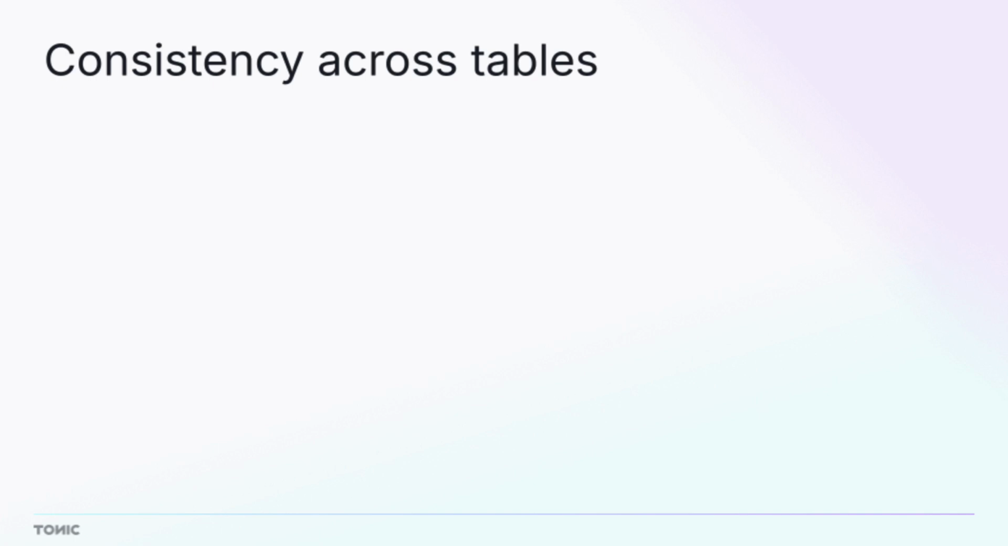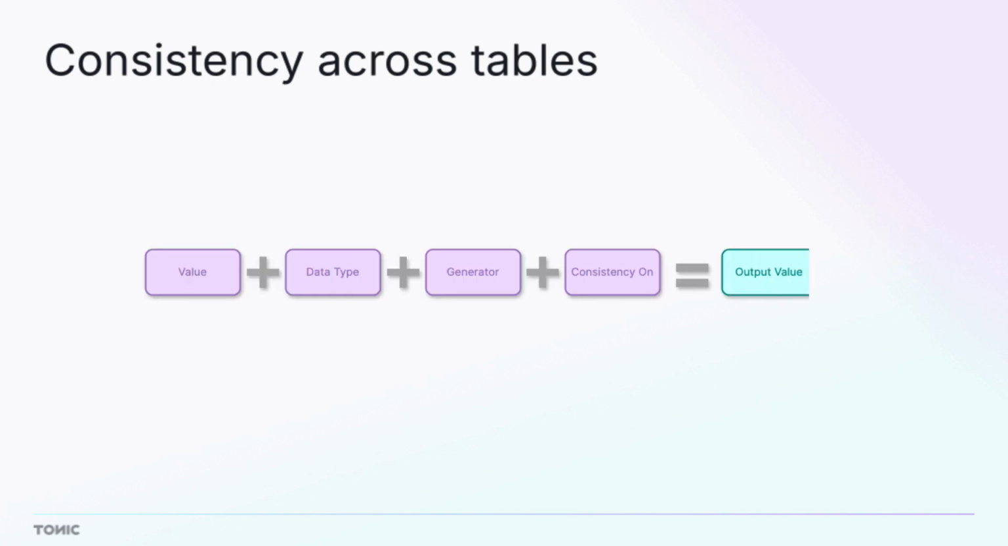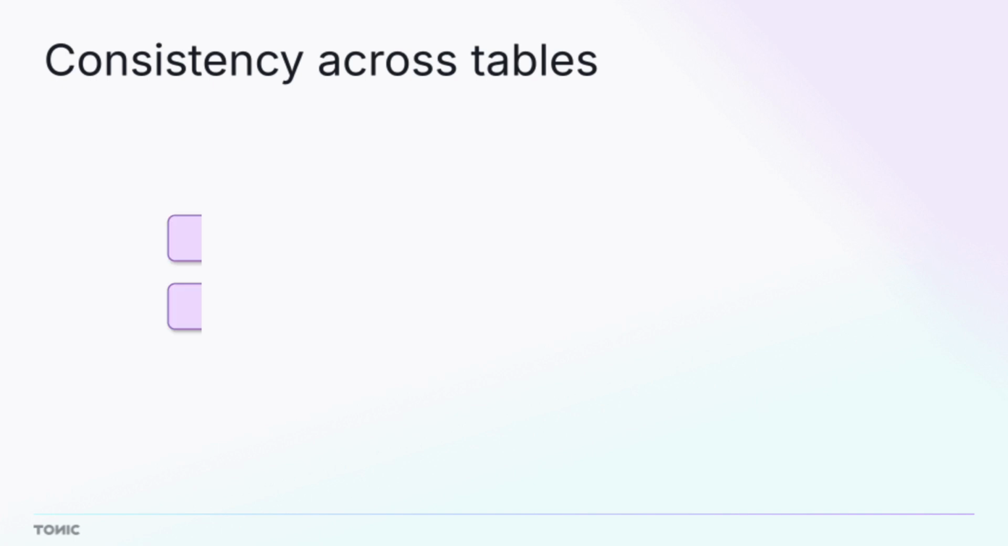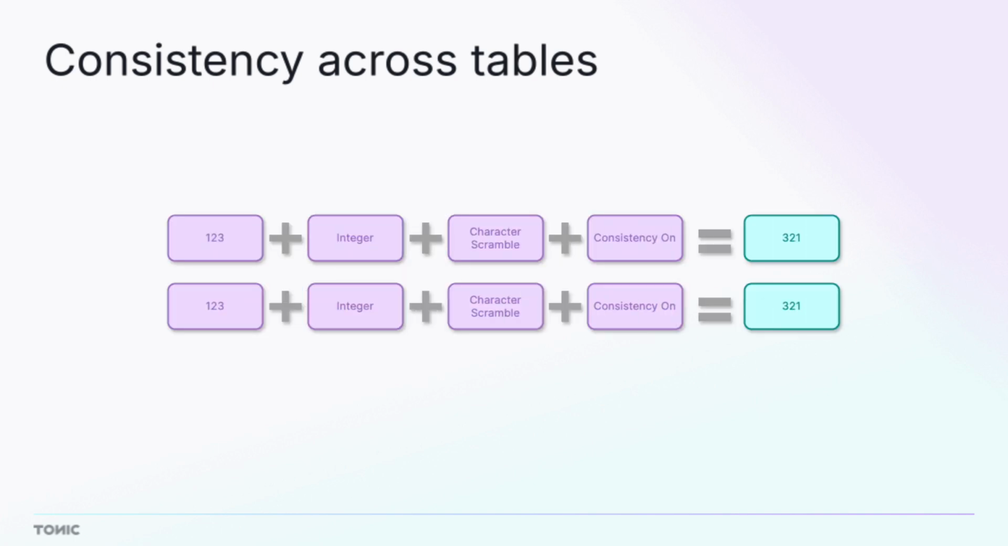Here are some other things to know about consistency. First, self-consistency applies across a database for all columns that have the same data type, use the same generator, and have consistency enabled. For example, two integer columns both use the character scramble generator and have consistency toggled on. In both columns, the source value 123 always produces the same destination value, such as 321.